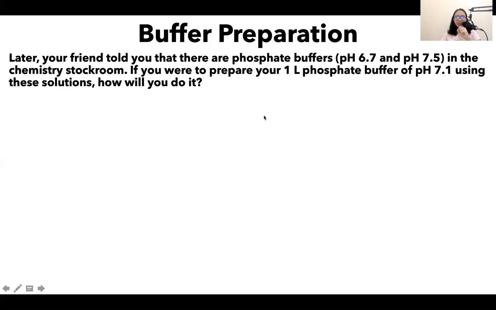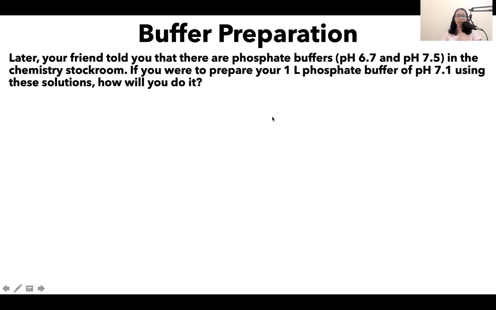So again, we have another scenario. This time, we have buffers, the same buffer, but with different pH values. You can actually use these two buffer solutions to create another buffer with the same concentration of components and the same pH as your target pH.